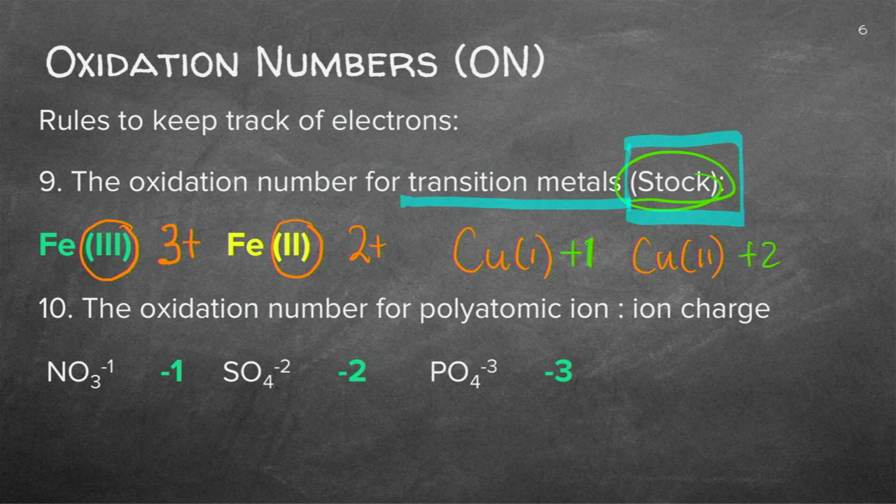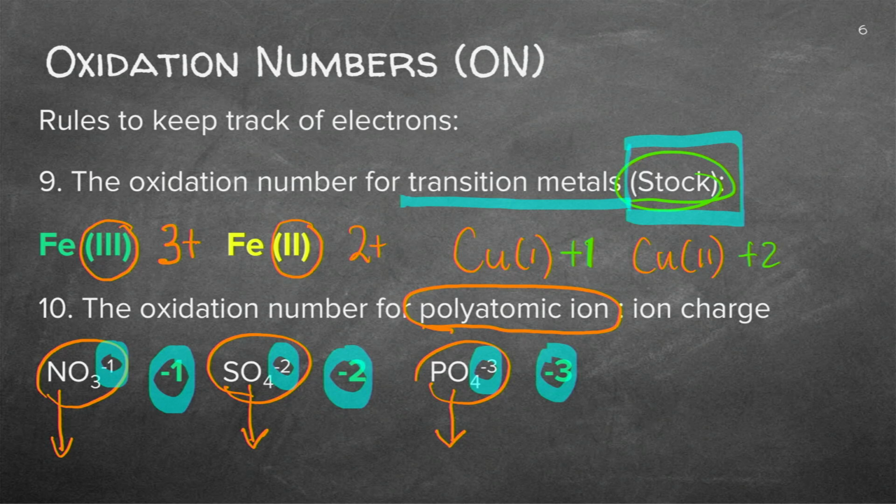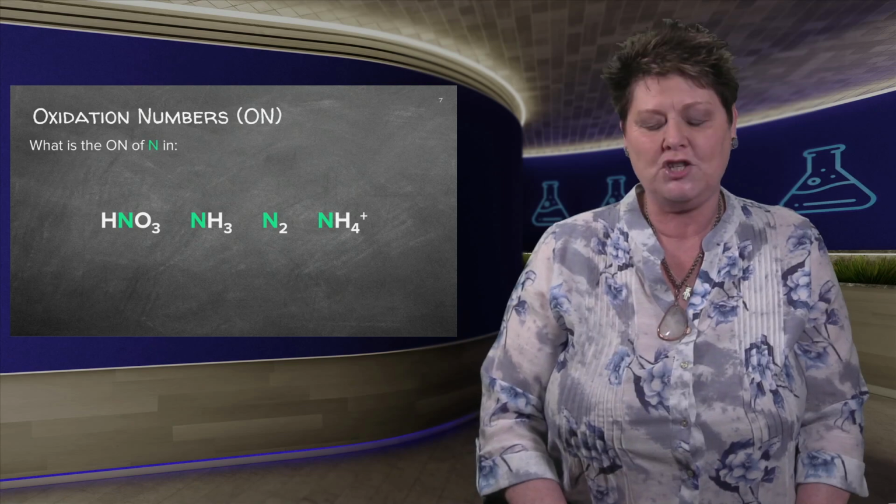If it's a polyatomic ion, you've done polyatomic ions in grade 10, it's a combination of non-metals. Can you see this? It is nitrate, it is sulfate, and it's phosphate. All of these will have a charge, and the oxidation number will be exactly the same as the charge that it does have. So that is most of the rules that you are going to apply. You will have to apply this in terms of the reactions.